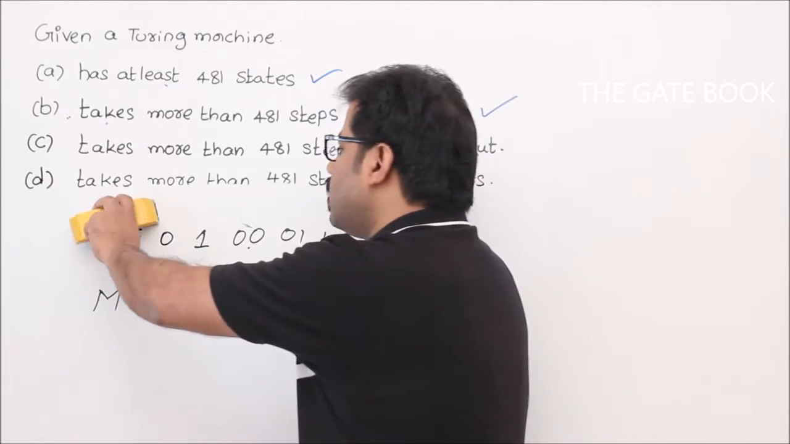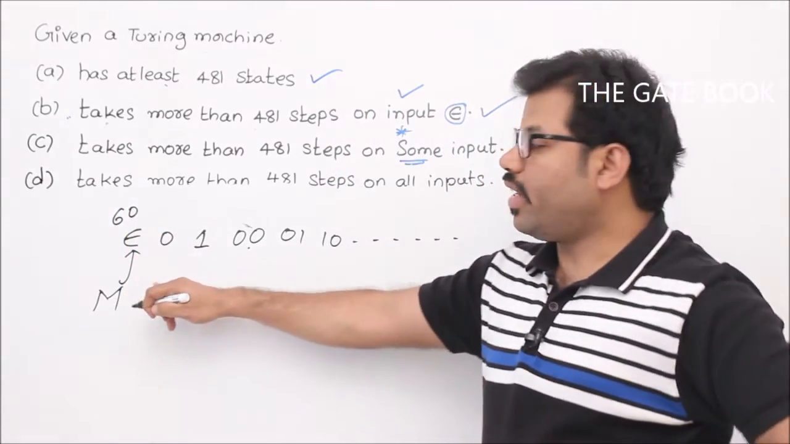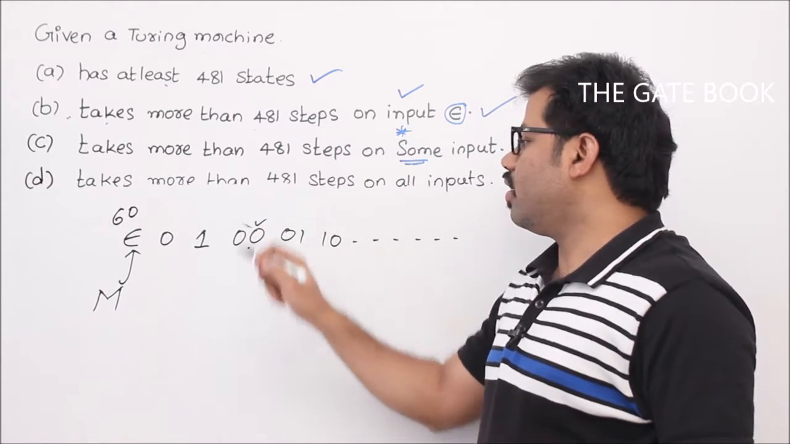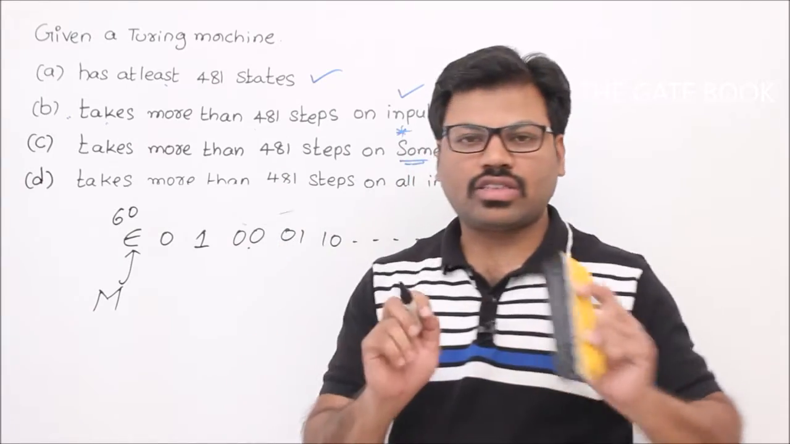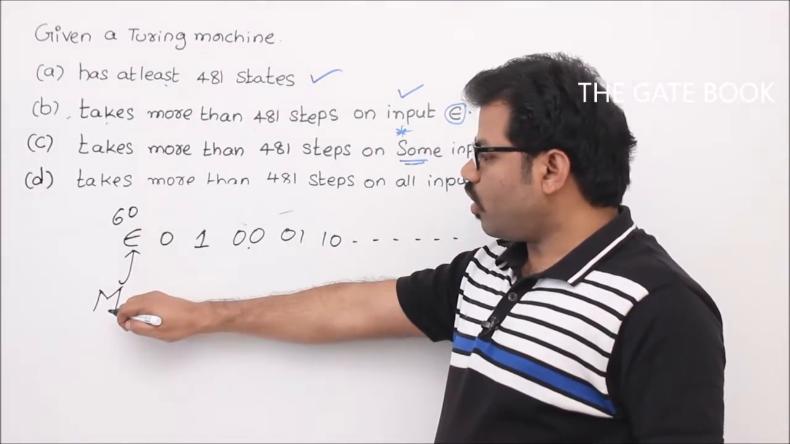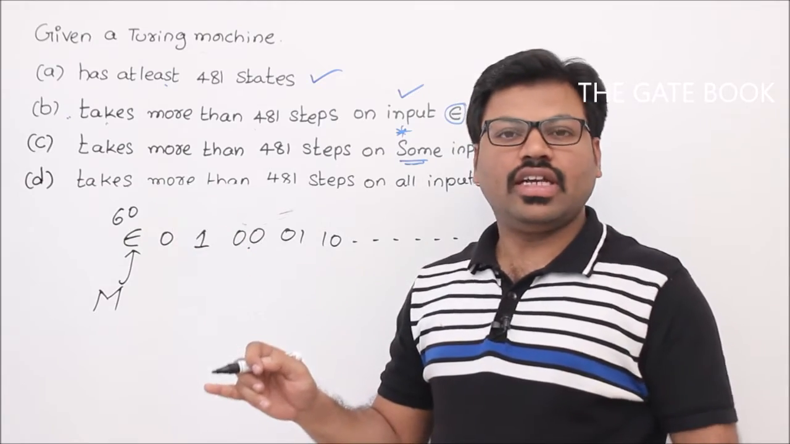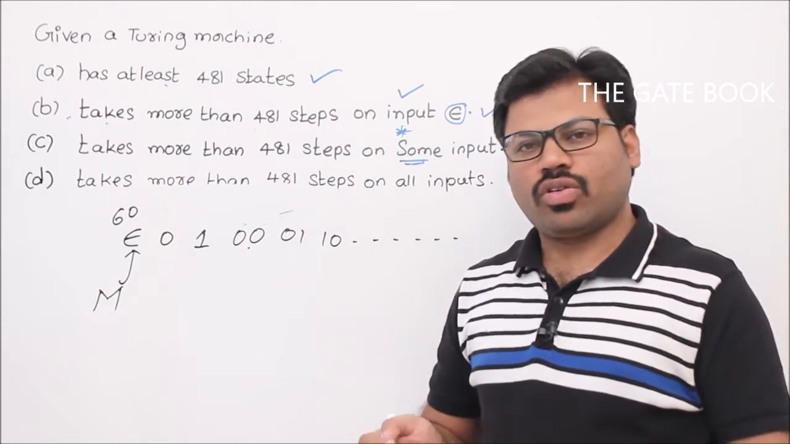What if it takes only 60 steps here? It doesn't mean that this Turing machine won't take more than 481 steps on some input, right? Maybe on another input it may take. So then what to do? Now I simply ask one question. You ran your Turing machine on epsilon. It took only 60 steps. But the question is, is there any input on which your Turing machine takes 481 steps or more?